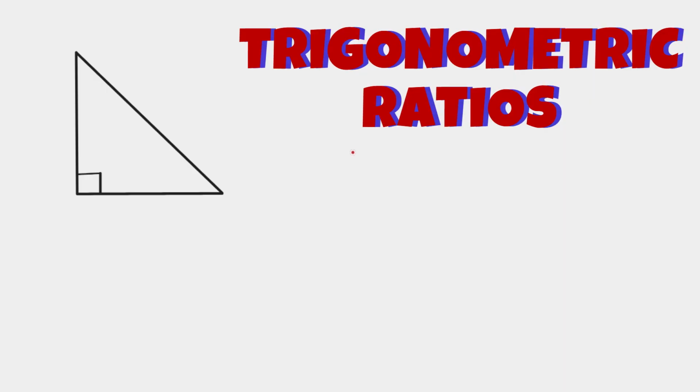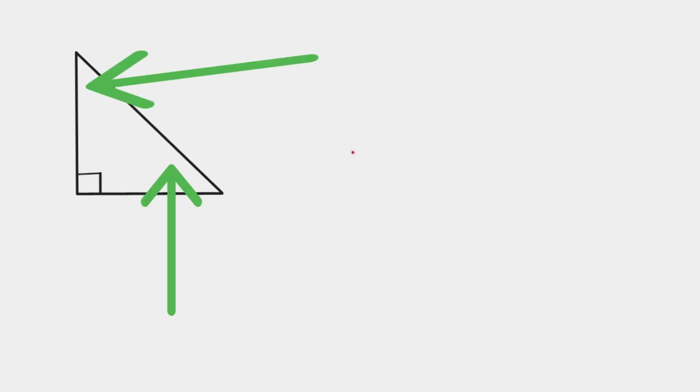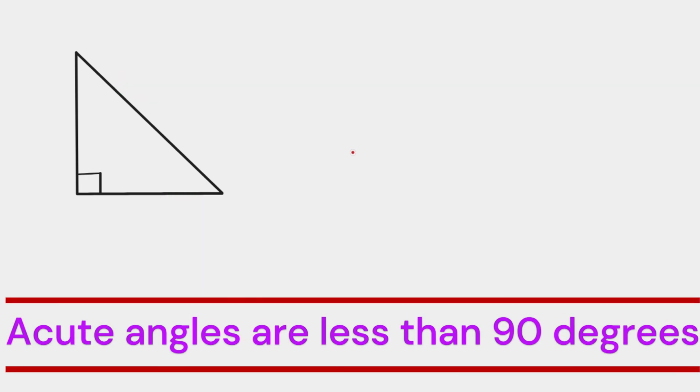In today's lesson, I'm going to discuss with you an interesting topic in geometry and trigonometry, which we call trigonometric functions or ratios. Let's begin. So this is a right angle triangle. This is 90 degrees. And because of that, these two angles that we see here, this angle and that one, are going to be less than 90 degrees. So they are acute angles. So let me call this angle theta.